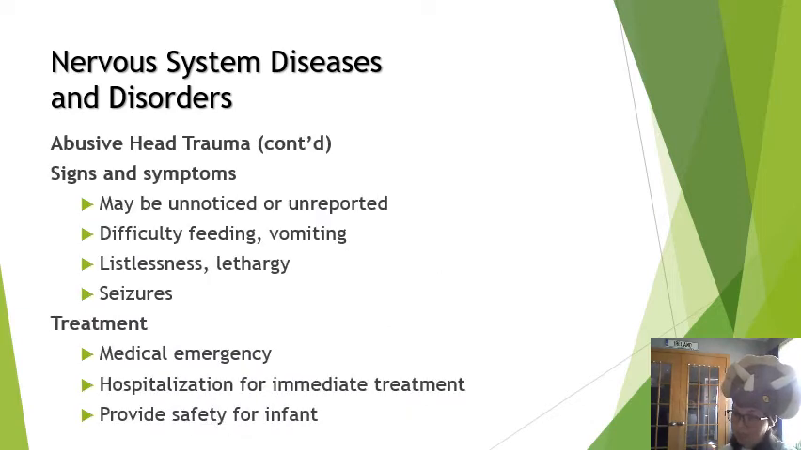Unfortunately, abusive head trauma can go unnoticed or unreported for some time. Some signs and symptoms include difficult feeding, vomiting, listlessness, lethargy, and seizures. This disorder is a medical emergency where hospitalization is needed for infant safety. In cases like this, usually social services and child protective agencies are contacted.